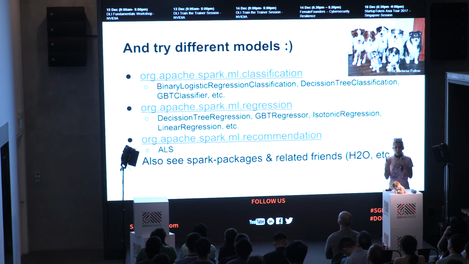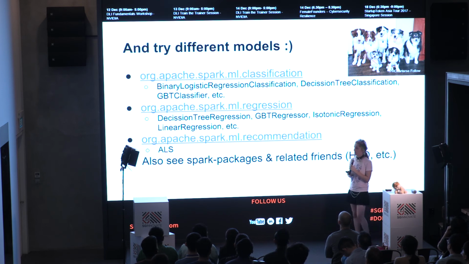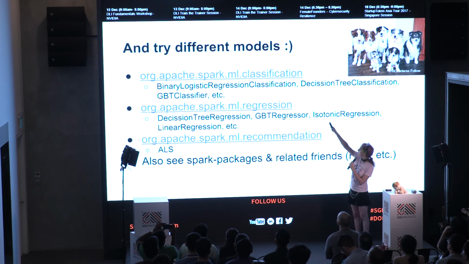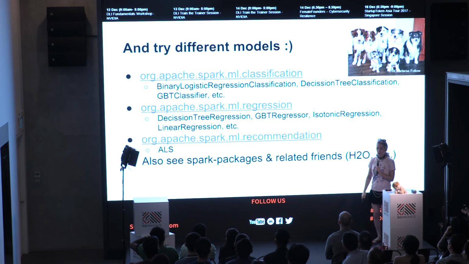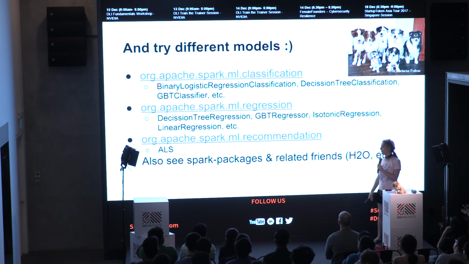Right, so you might have said, Holden, decision tree classifiers are really boring. I want to raise a bunch of money in Silicon Valley. And I can't do that with a decision tree classifier, and I understand. There's a whole bunch of things that are built into Spark. There's binary logistic regression, GBT classifiers, but none of them are cool. They're not deep learning. Deep learning is fancy.